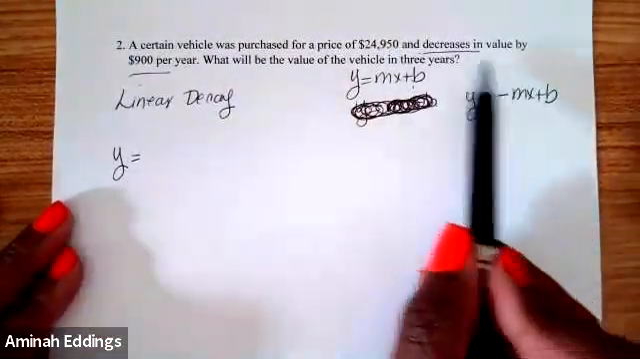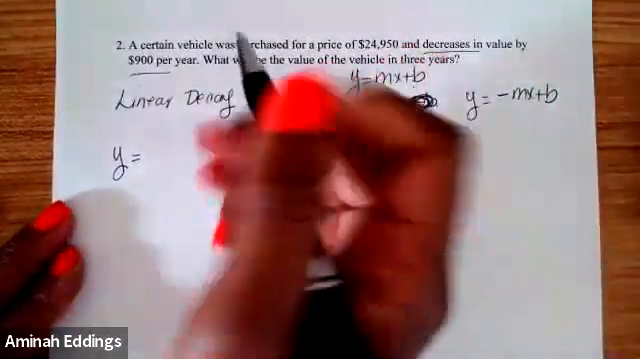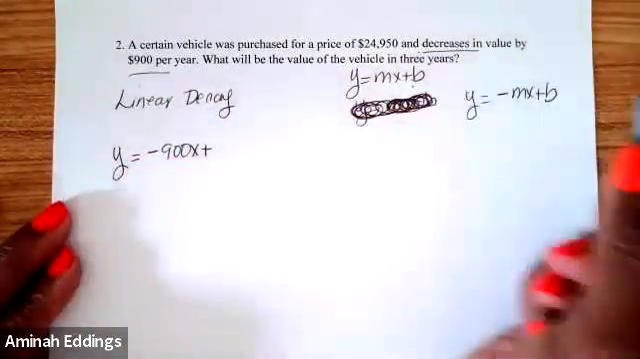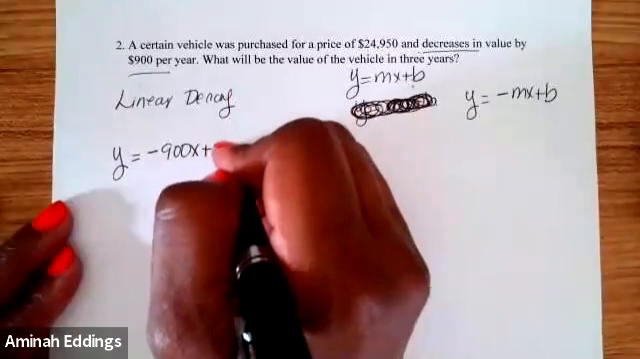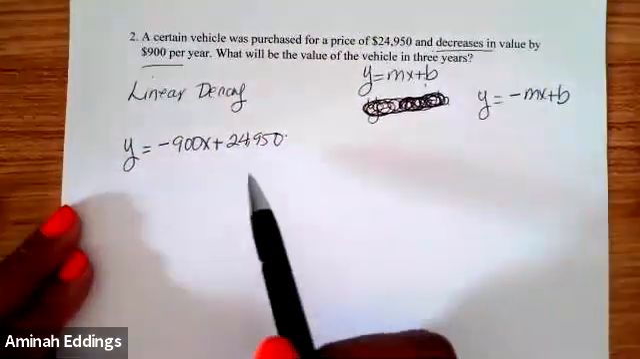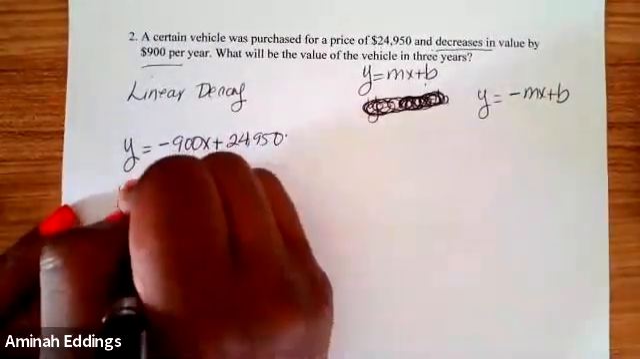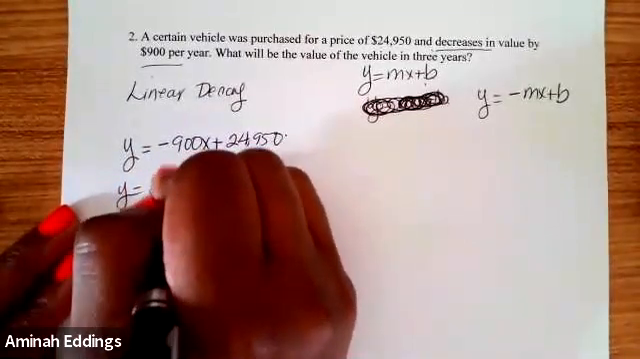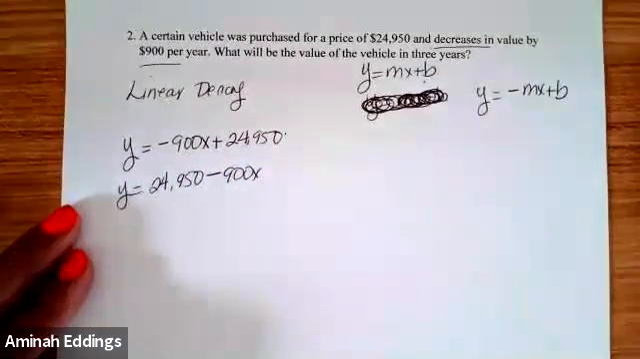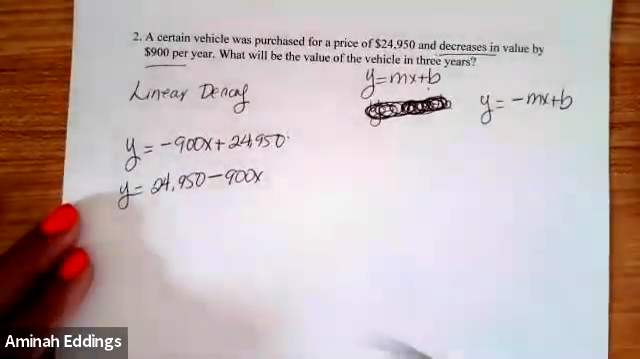All right, so let's go back here. So if we are decreasing by $900 per year, this is going to be negative 900x plus my initial amount, which is 24,950. So this is my function. We could also write this as y equals 24,950 minus 900x. These are the same. Okay. Questions on where the function is coming from?